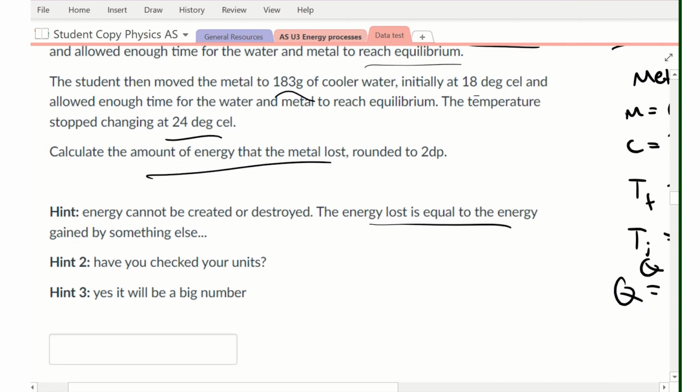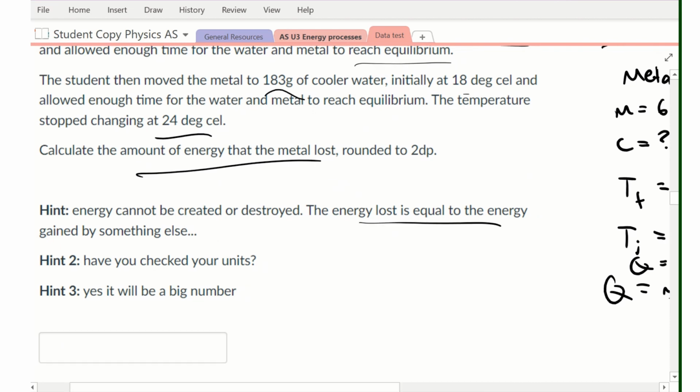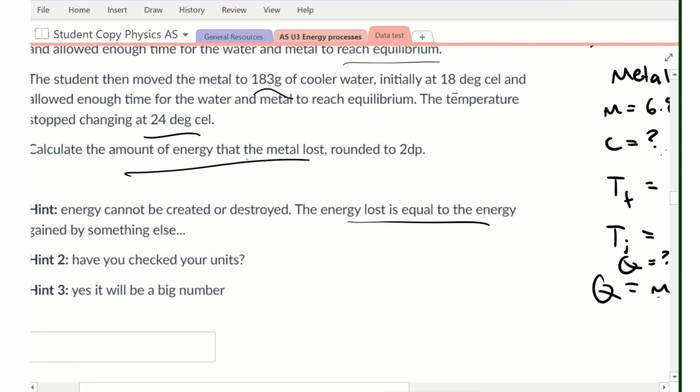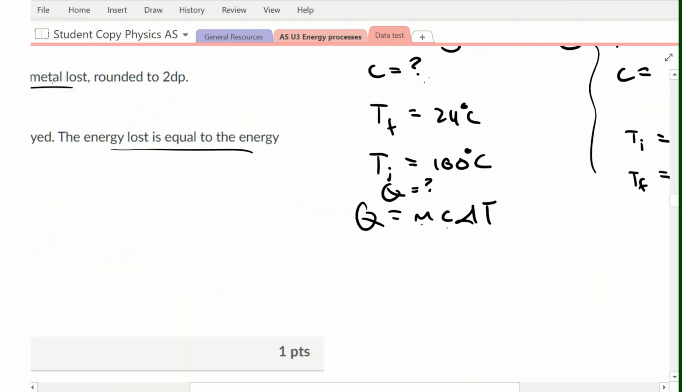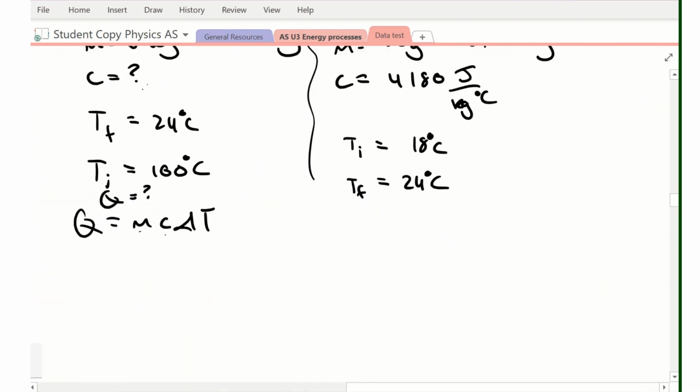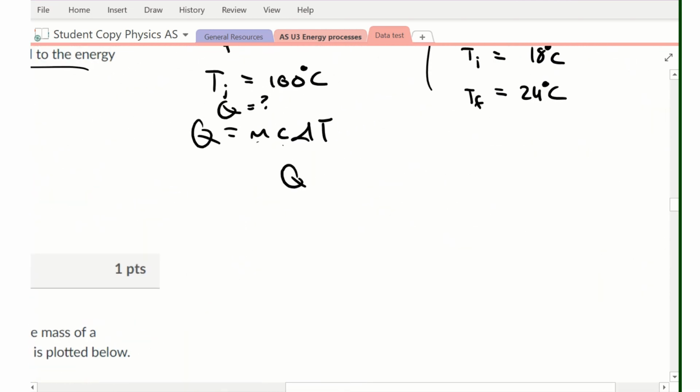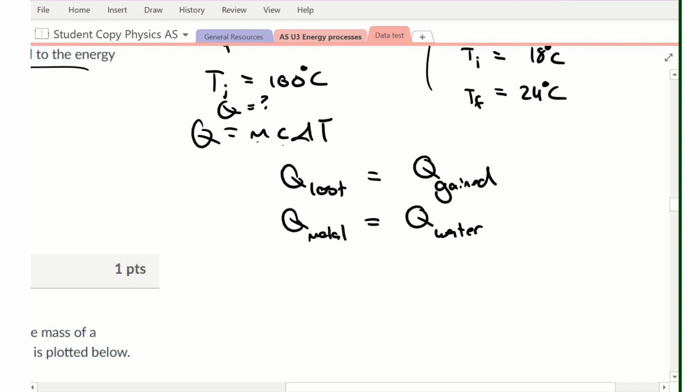The energy lost has to be equal to the energy gained by something else. The energy that the metal has lost, Q lost, is equal to the energy gained by the water. And now we know what Q is equal to.